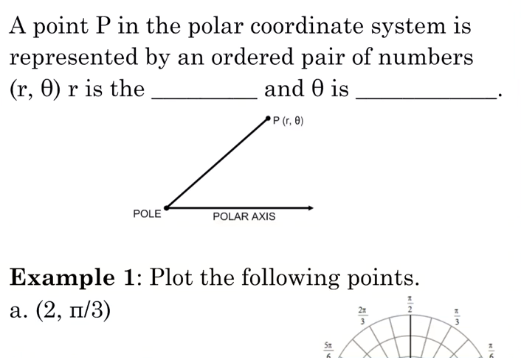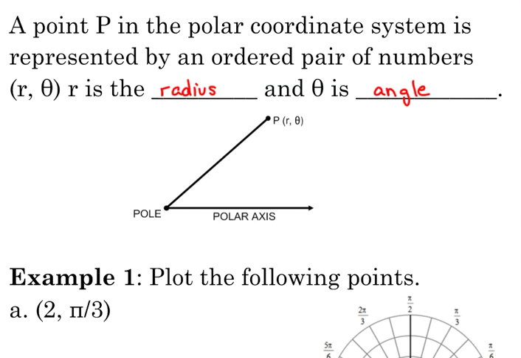Okay, so here we go. Polar system. A point P in the polar coordinate system is represented by an ordered pair of numbers (r, theta). R is the radius, like r always represents, and theta is, of course, the angle.